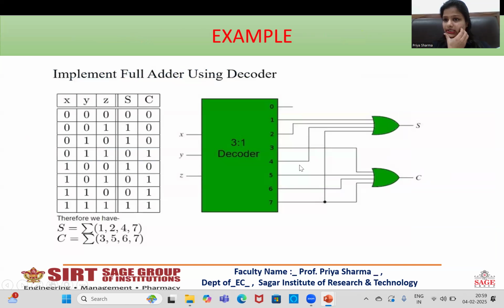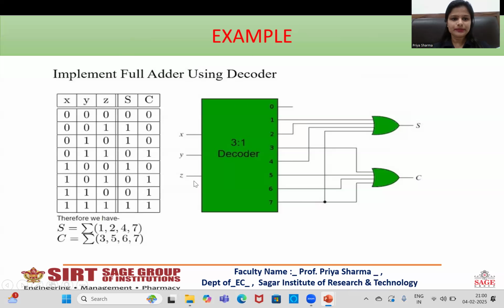Now, sometimes it is asked in questions or exams to implement a full adder using a decoder. If you remember the truth table of a full adder, it has three inputs and two outputs, namely sum and carry. The minimized form of the sum is 1 at the 1st, 2nd, 4th and 7th positions, which has been written here, and the carry output is 1 at the 3rd, 5th, 6th and 7th positions. So a 3 to 8 decoder is used here for the full adder.